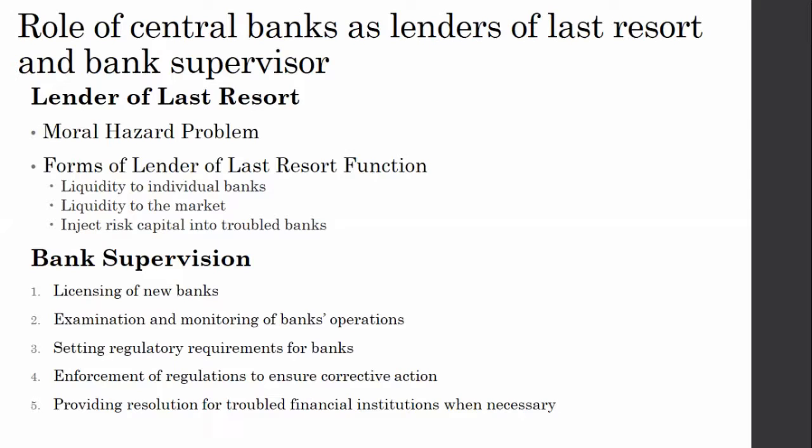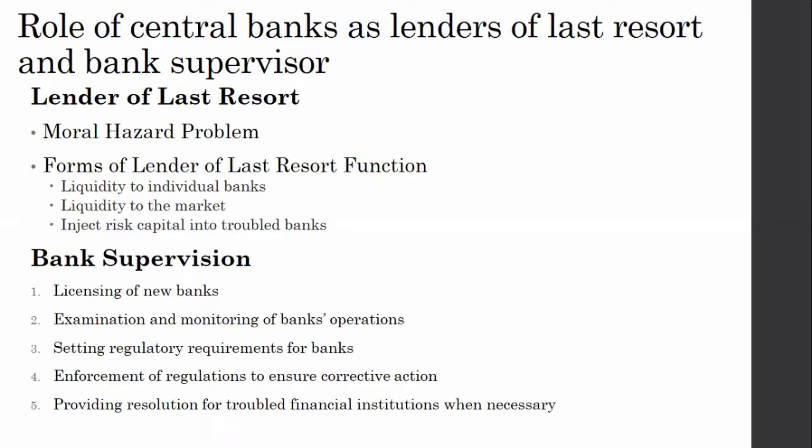Because of that, the central bank is very unwilling to perform this lender of last resort function. But during situations like the global financial crisis and all these catastrophic situations, the central bank has to do this function to help the troubled financial institutions. So there can be several forms in which the lender of last resort function takes place. There are especially three forms.